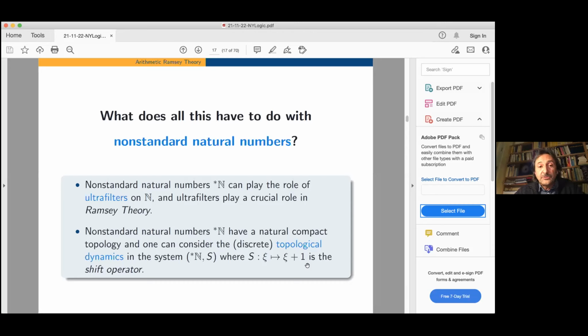Now, the idea is that non-standard natural numbers can play the role of ultrafilters on the natural numbers, and it is known that ultrafilters play an important role in Ramsey theory. I will discuss this. And also, we will see that non-standard natural numbers have a natural compact topology, and one can consider topological dynamics on the hypernatural numbers. And this will also produce nice and interesting results about combinatorial properties.